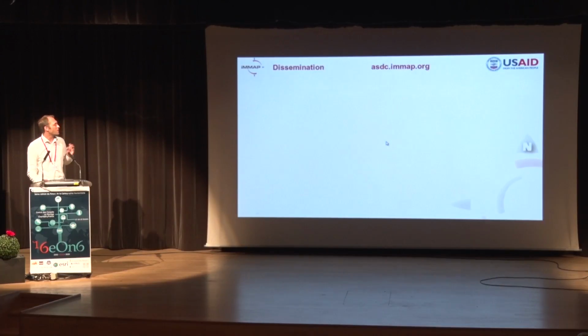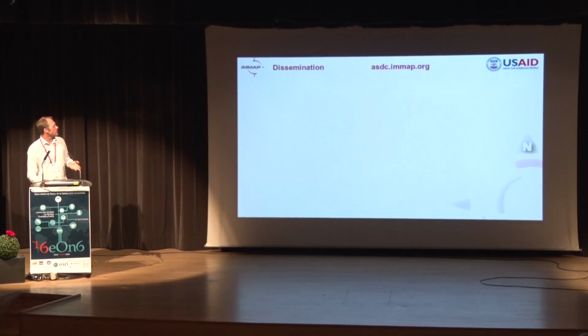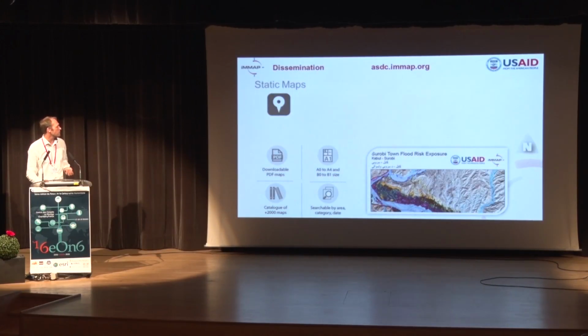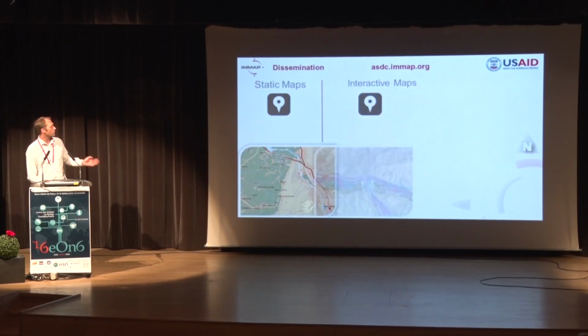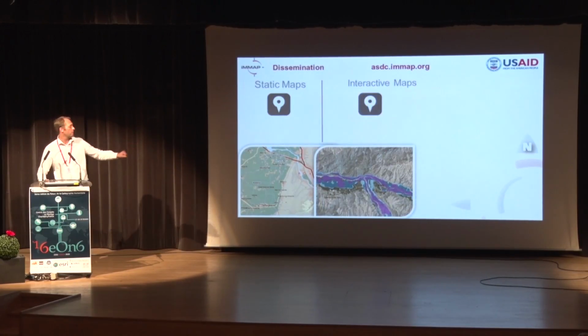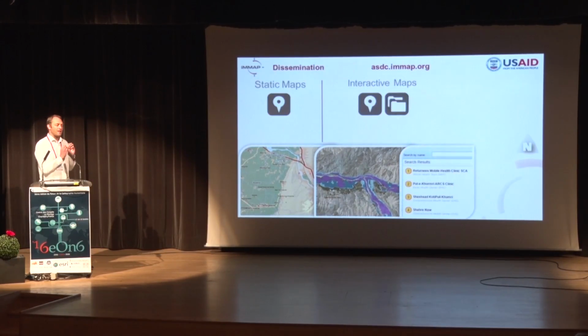So we disseminate this information through the ASDC. It's a GeoNode on steroids, actually. Our developer is very proud of it. On the surface, it's like a traditional GeoNode. We have static maps. We have more than 2,000 maps online. It's the largest catalog for Afghanistan. We provide interactive maps, and that's a powerhouse where you have your traditional layers, which you can switch on and off, satellite imagery. But we also have tools that help you to find settlements and locations.